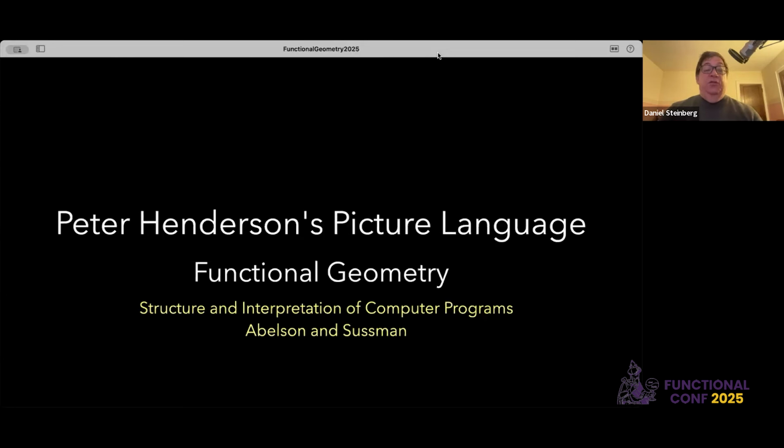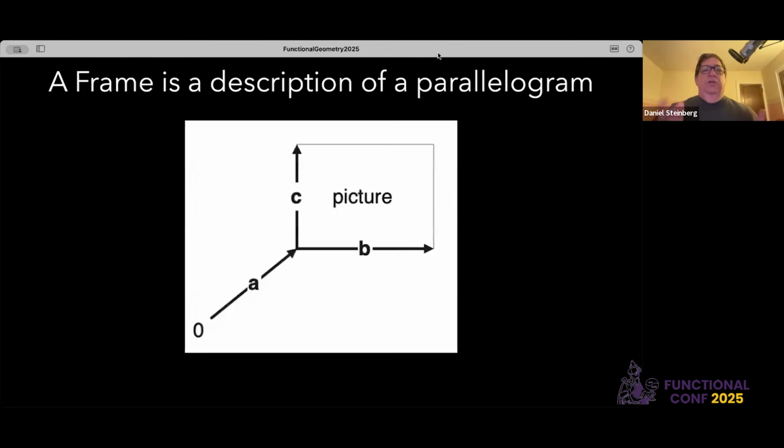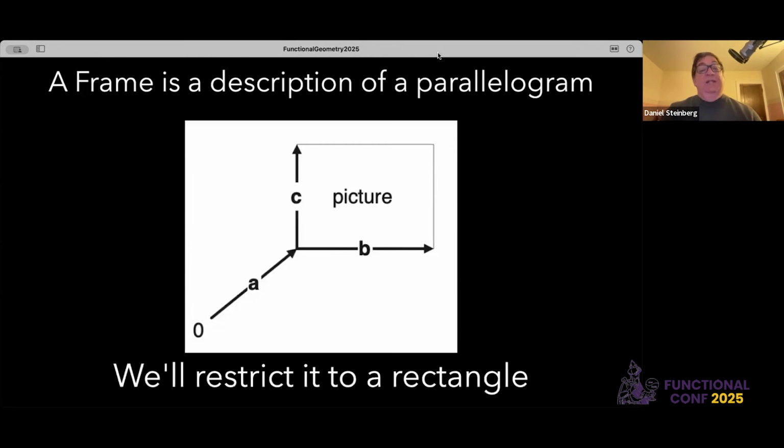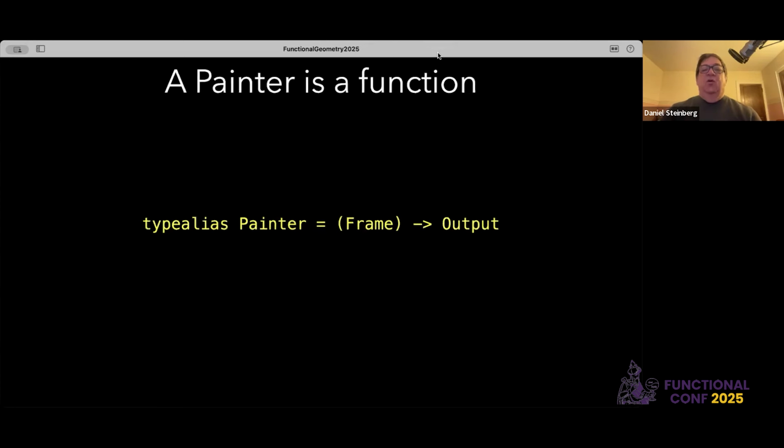You might also know this from the Structure and Interpretation of Computer Programs from Abelson and Sussman, or from that Hughes talk. He mentions it there as well. So they begin with a painter. A painter is a function that takes the frame that it lives in and produces output. And so there is the painter from the SICP book. It is this origin, which A defines, and then the two sides, which B and C define. It can be a parallelogram. I'm going to restrict it to be a rectangle because that's just simpler for me, and it's all that I need. The frame is going to be a rectangle, but maybe it's tilted. Maybe it's not parallel to the axes, and you'll see that as we go along.